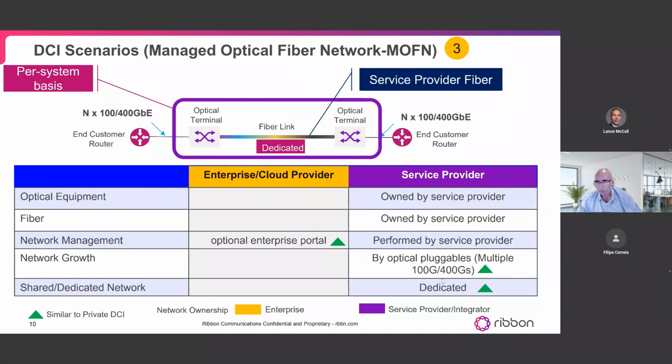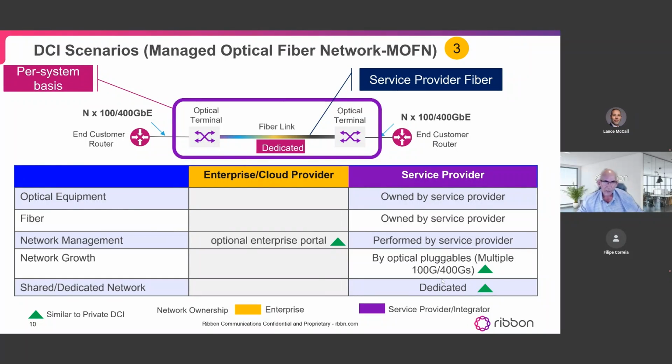The growth is typically done by the pluggable, similar to a private build. So now it's not just by the wave, but it's by the plug. So you grow by the plug, and whatever capacity is available on that plug, that's what you could get. If you're growing pretty quickly, it's similar to a private build. And finally, the network is dedicated. So there's no sharing of the network with other customers. So if you're concerned about security, this is attractive.